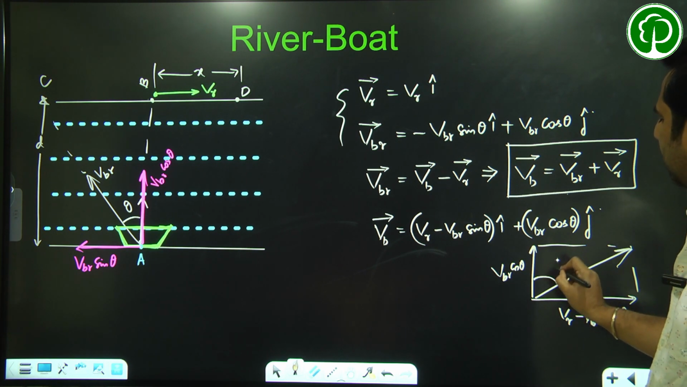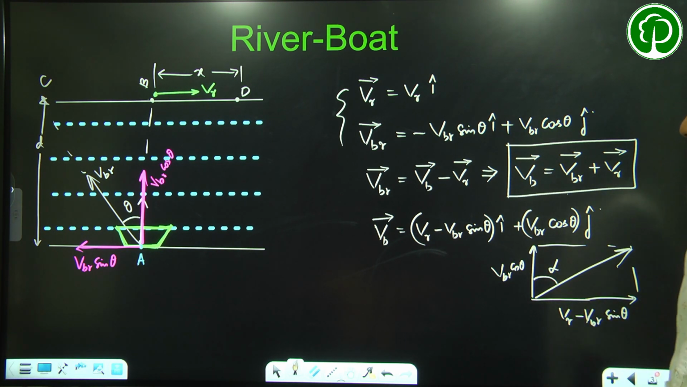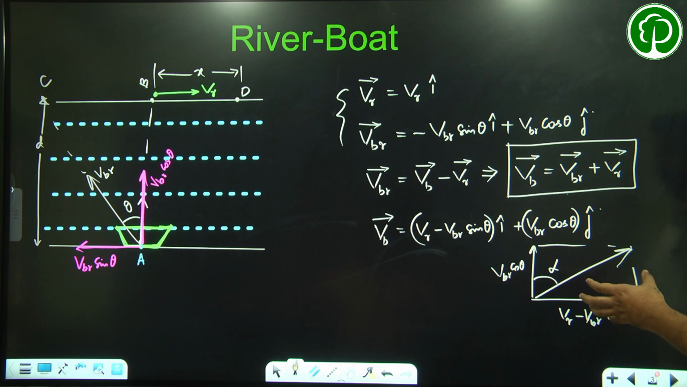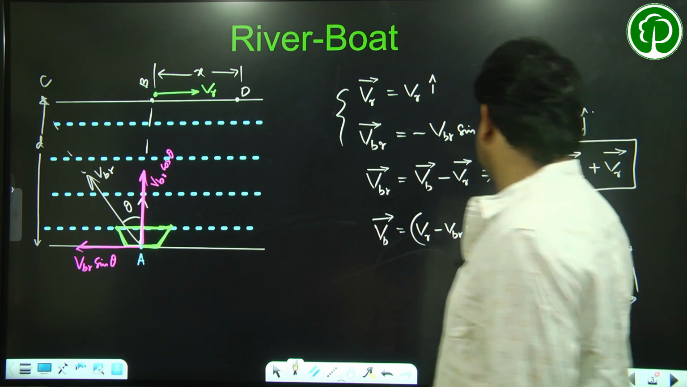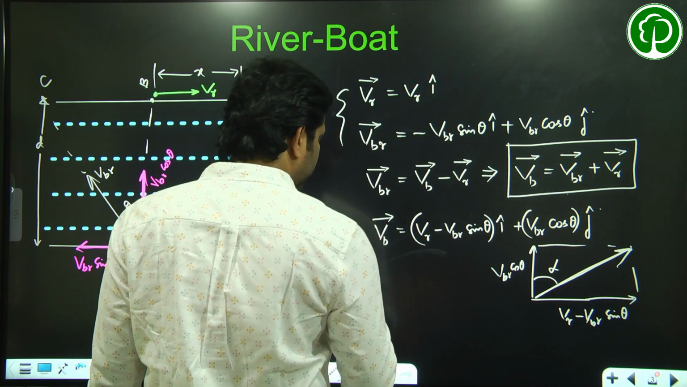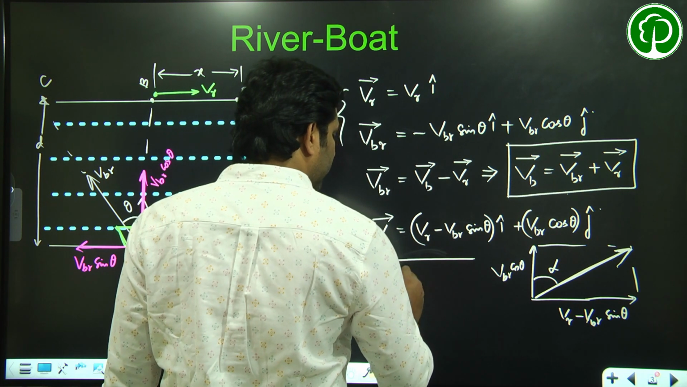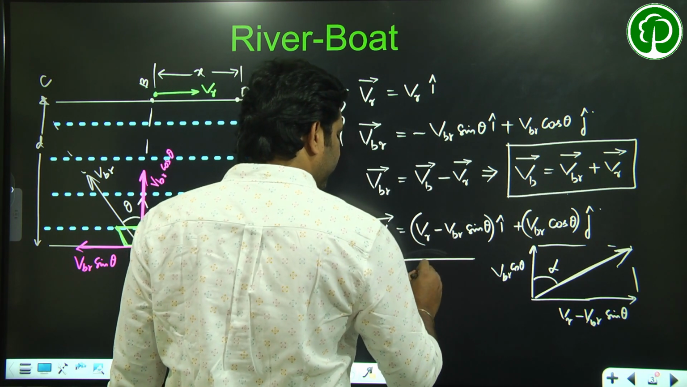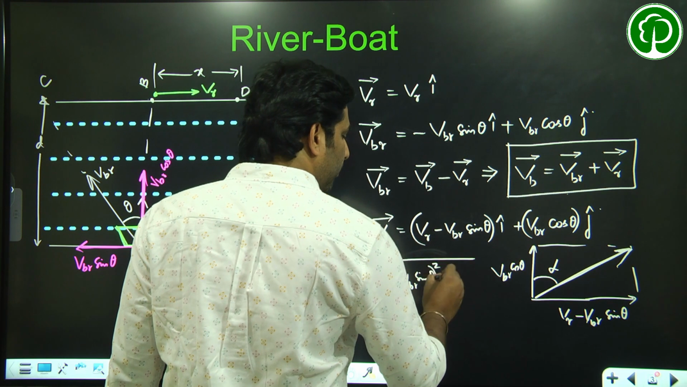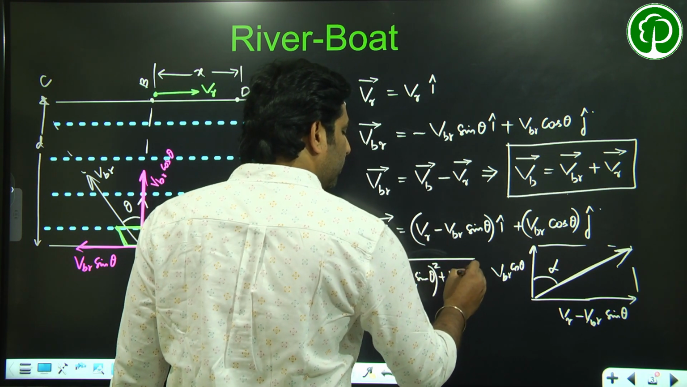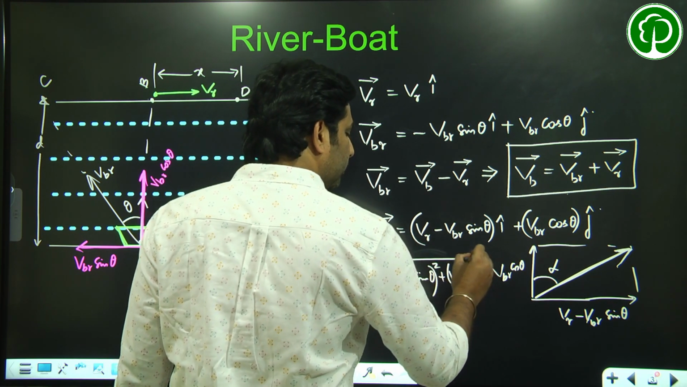He is making an angle alpha with the vertical. So this is how a person who is standing on the ground will observe the boat. The boat is actually making an angle alpha with the vertical. So what is the speed of the boat as observed by a man on the ground? It is root over (VR minus VBR sin theta) whole square plus (VBR cos theta) whole square.